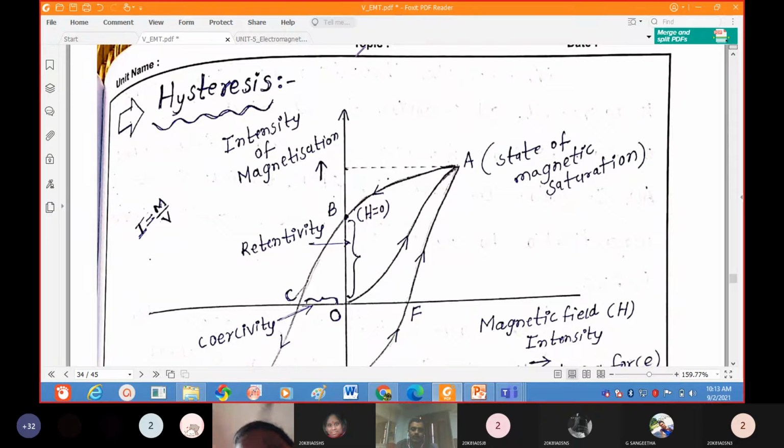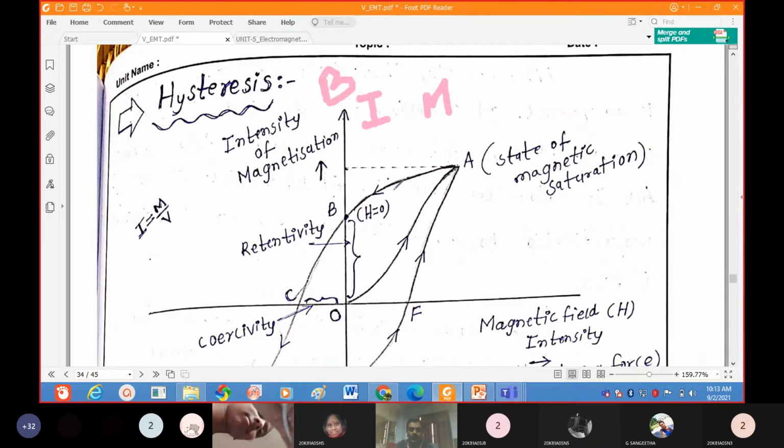So in y-axis we will take B. Sorry, I. So I means intensity of magnetic field. B means induced magnetic field or magnetic flux. Or M. M is the magnetization. So we'll take any one of these three parameters, so either B or I or M.